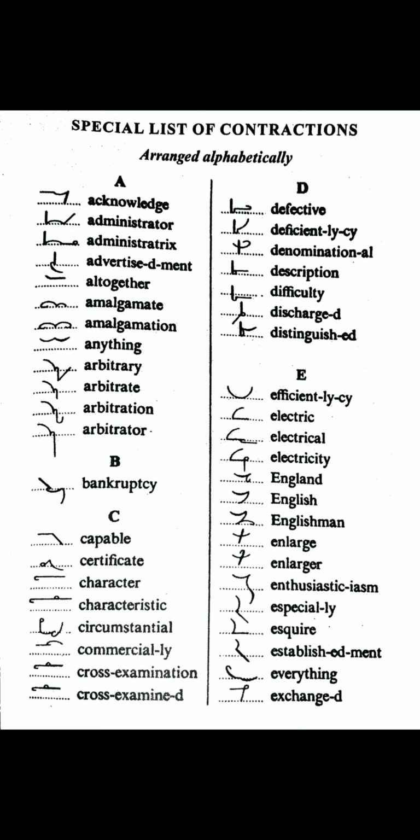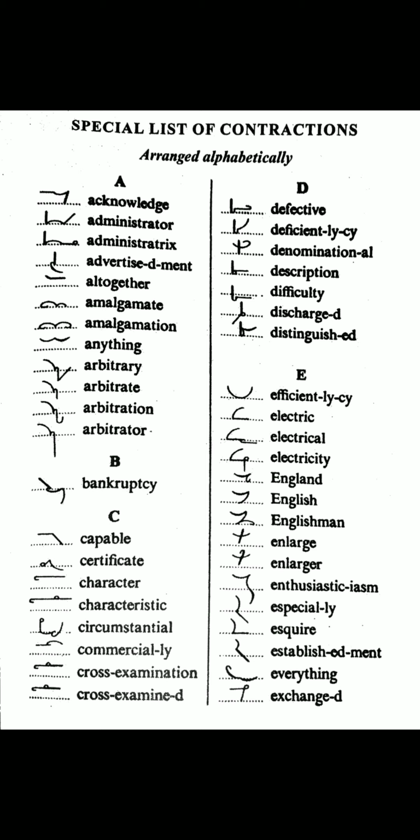D stroke with F hook, K stroke with V hook on the line for defective. D stroke with F hook, upwardish on the line is used here for deficient, deficiently, deficiency. D stroke intersecting N with Chan hook used here for denomination and denominational.